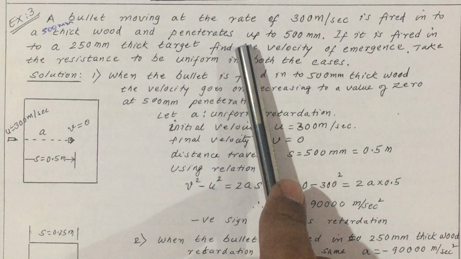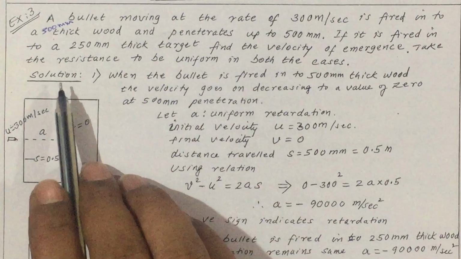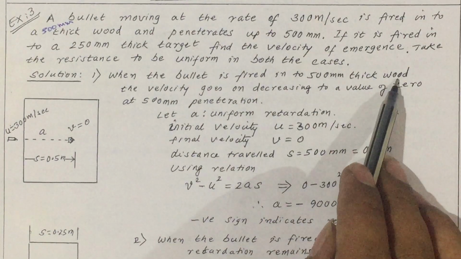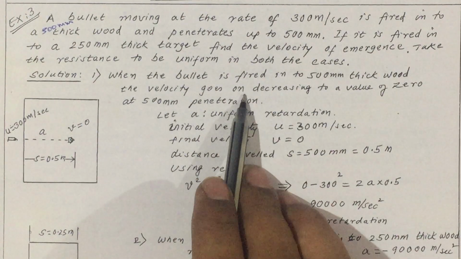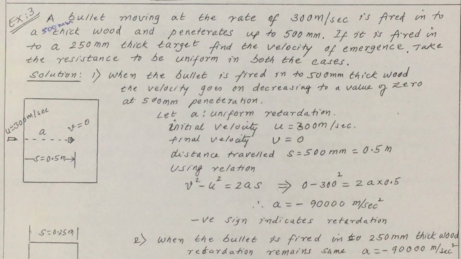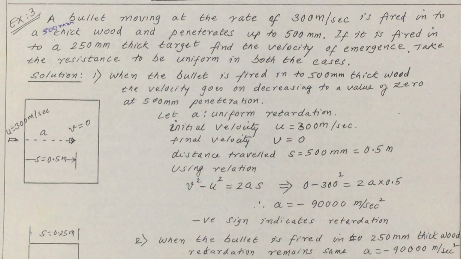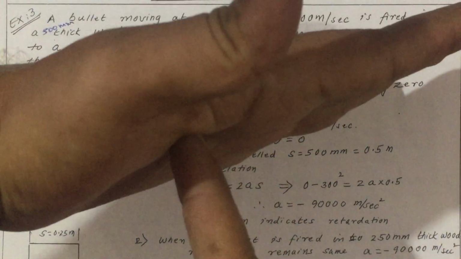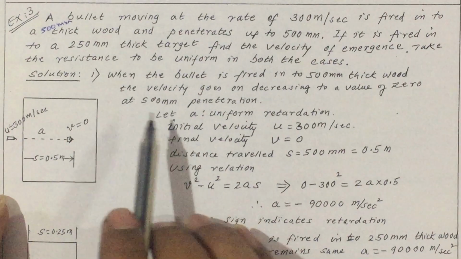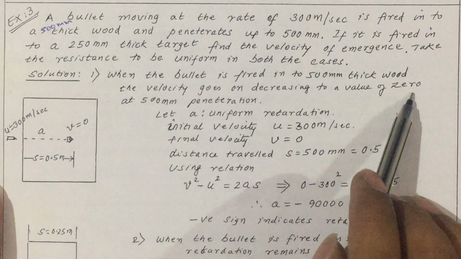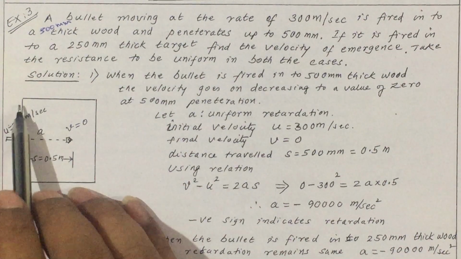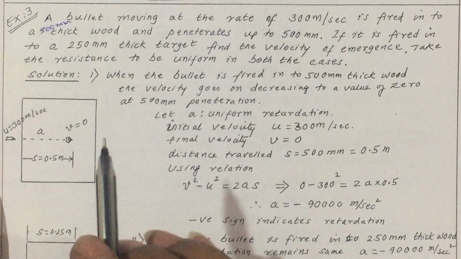Let us take the first case. When the bullet is fired into a 500 mm thick wood, the velocity goes on decreasing to a value of 0. Initially the speed will be more. If the obstruction comes, then speed is going to decrease. Now then it becomes 0 at 500 mm penetration. So it is the wood.